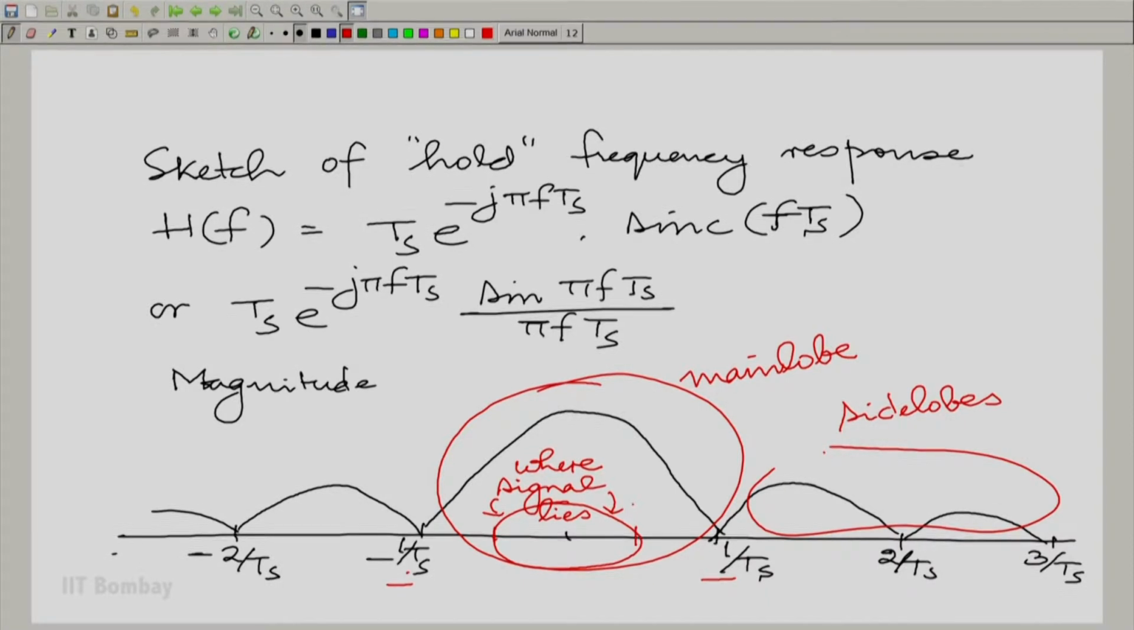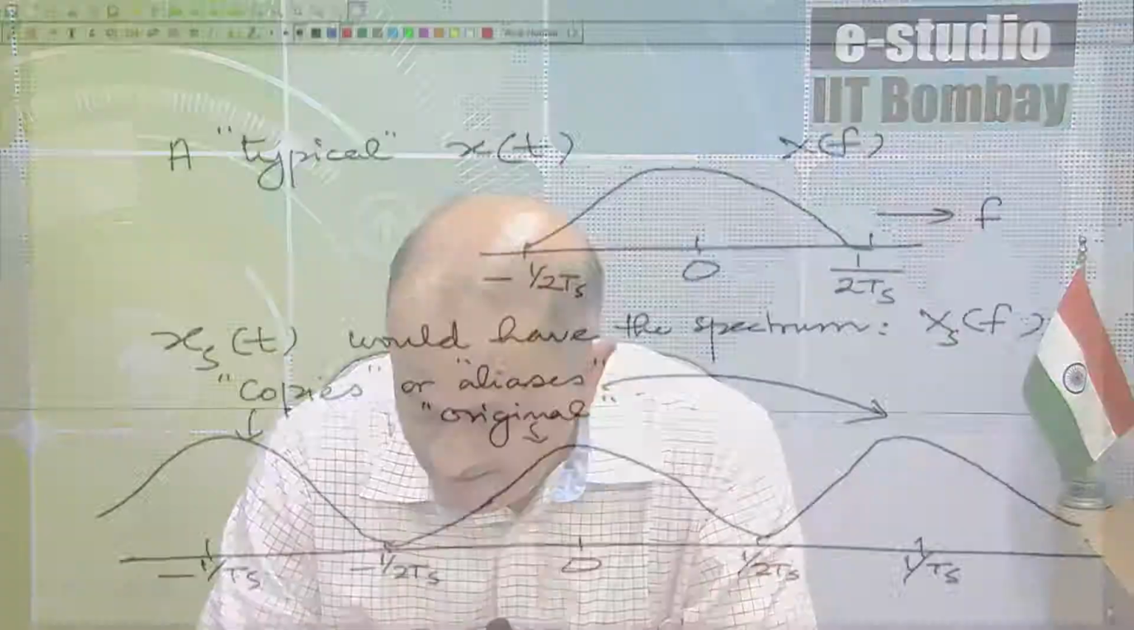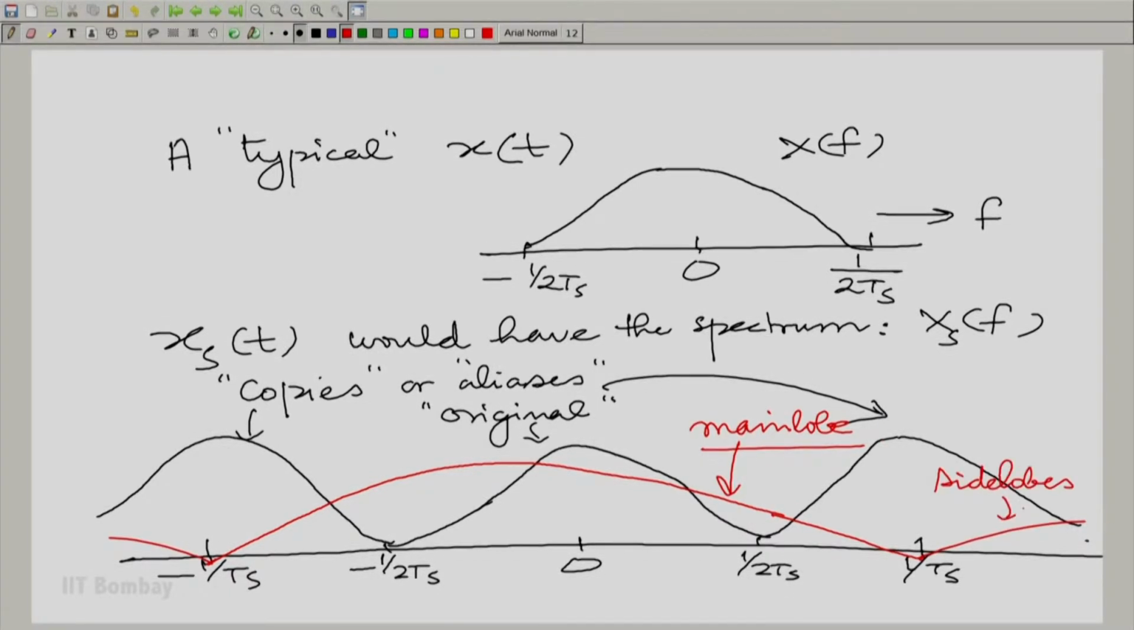So, let us do that superposition. So, if I put the main lobe, now, let us not worry too much about the magnitudes, the scale of the magnitude. You are multiplying it by a factor of Ts, all that can be controlled by putting a gain, a gain more than 1 or a gain less than 1. So, let us not worry too much about that. It is the form that is important, not so much the amplitudes. Let me put on top of this spectrum the spectrum of the hold in red. So, the main lobe comes here, and then you have the side lobes going away from there.